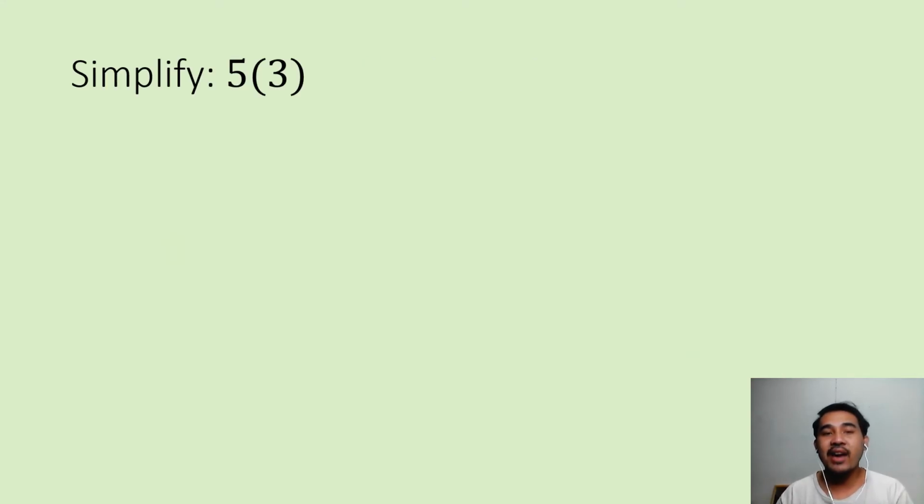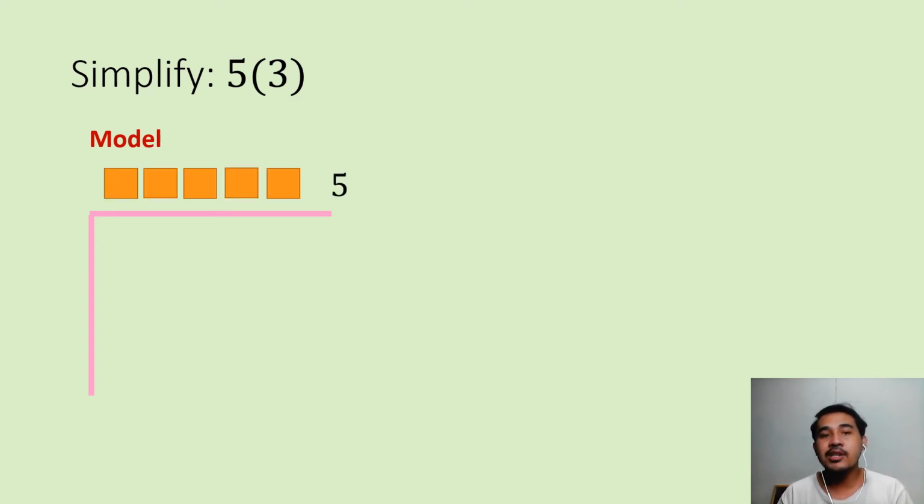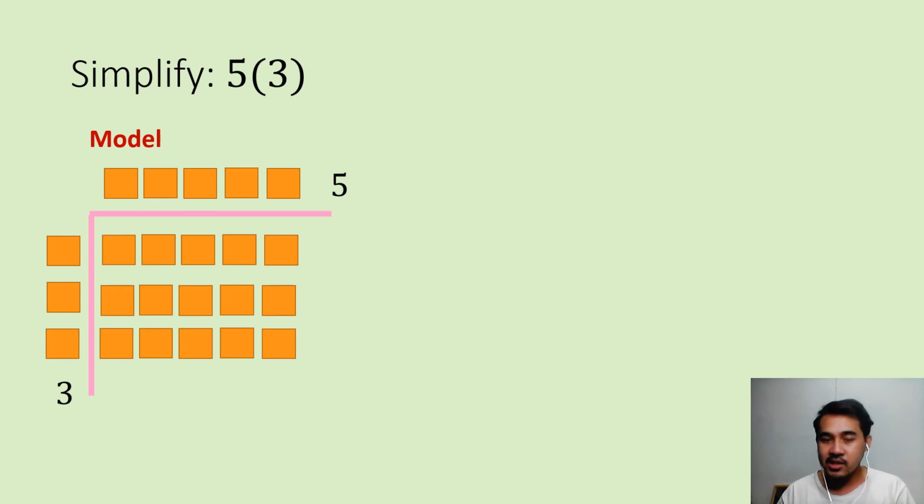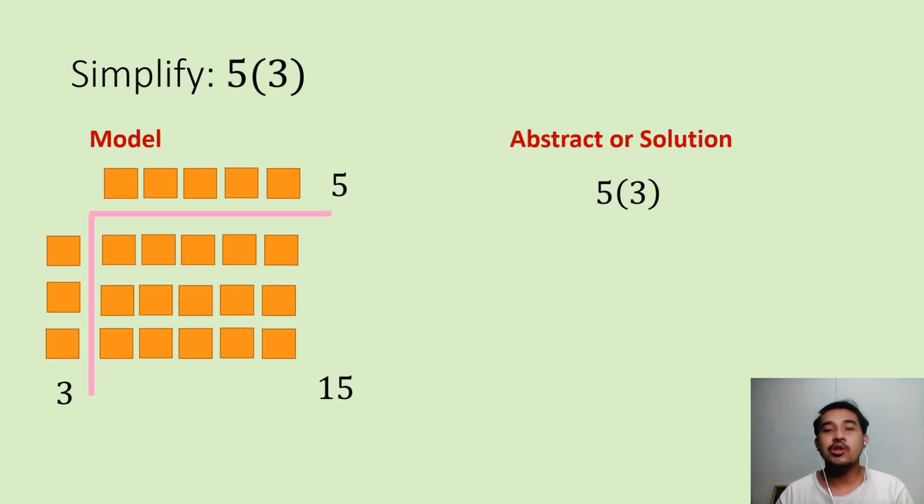Let's have an example, 5 times 3. In the model, we have the dimensions, so you have your horizontal dimension and the vertical dimension. In the horizontal, we have 5, and then we have 3. Now, multiplying one at a time, 1 times 1 is 1, 1 times 1 is 1. Expediting the process, the answer is 15. In the abstract or solution, we have 5 times 3. Technically, the answer is 15.